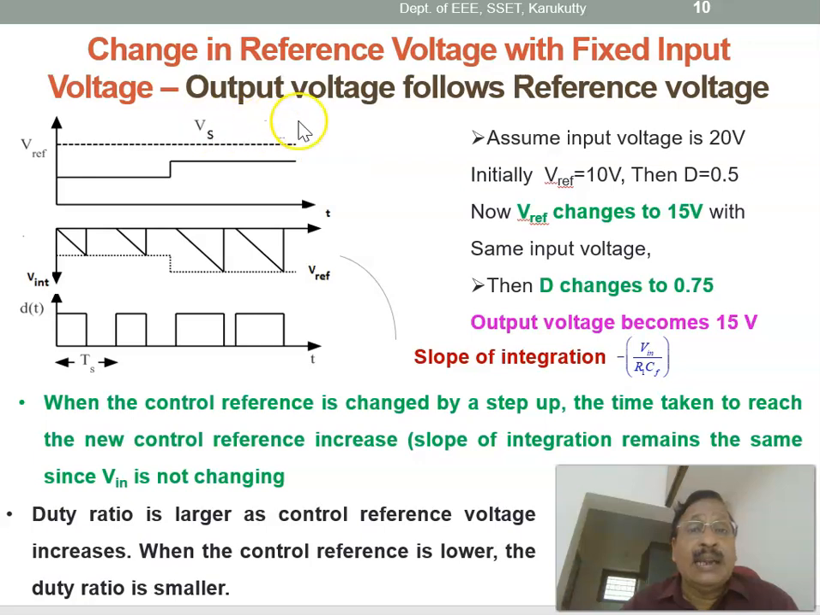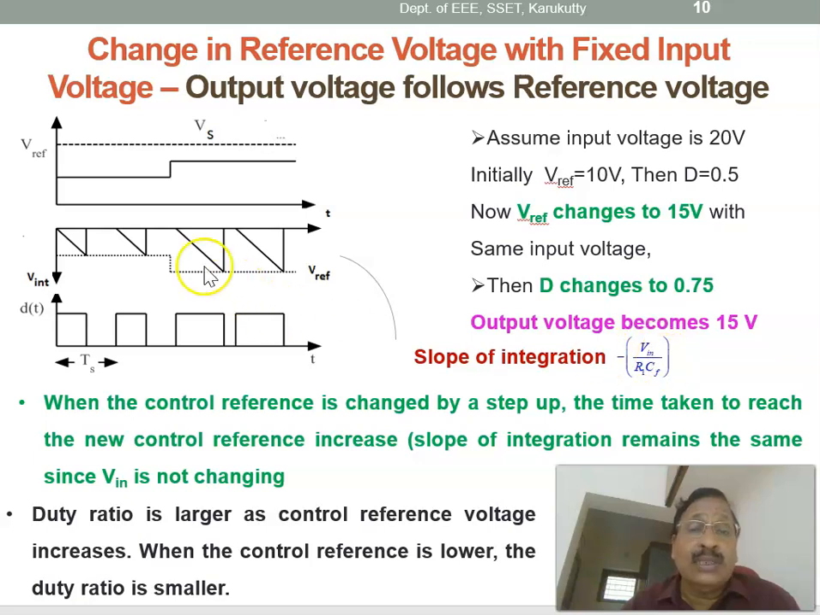Now, when the reference voltage changes, what happens? That is, the change in reference voltage with a fixed input voltage. Input voltage is constant, but the required reference voltage is suddenly changing. Previously, this was the reference voltage. It suddenly changes here, meaning that the reference voltage changes. The slope of integration, as we have already seen, is equal to minus Vin divided by R1 into Cf. Therefore, the input voltage is not changing, but the reference voltage is changing.